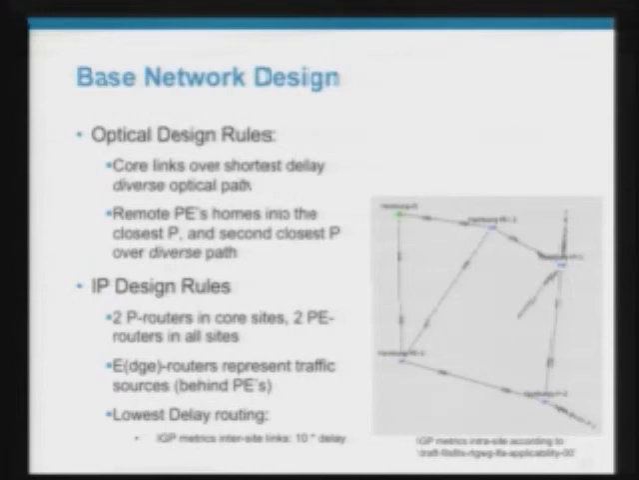Okay? And then the IP design rules were, as you can see here, two PE routers in each site, and a bunch of edge routers where the traffic is actually being sourced, being brought into the network from the media gateways. Okay? So these are relatively cheap, and they're being used as aggregation devices.